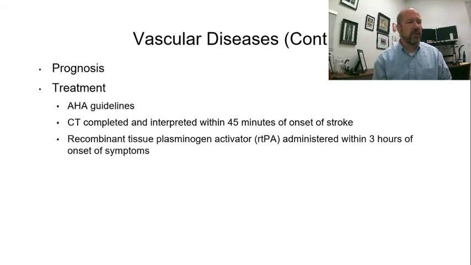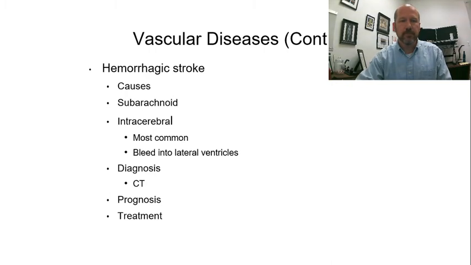Prognosis is based on how quickly treatment occurs, so that's why we have things like a stroke protocol in place, because we want to give them a thrombolytic agent called RTPA, and the sooner we give them RTPA, the less severe their prognosis will be. So it improves their prognosis the quicker we can give them that RTPA.